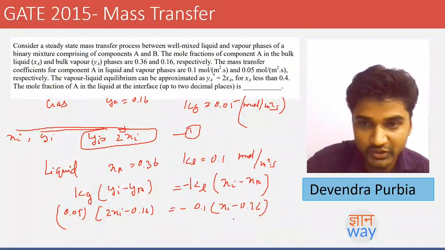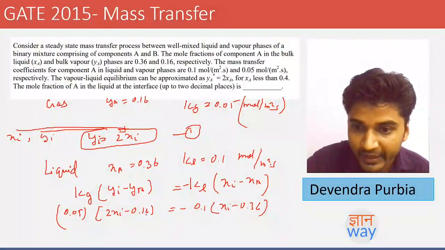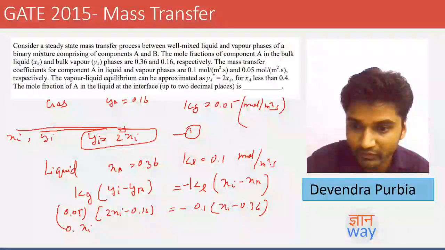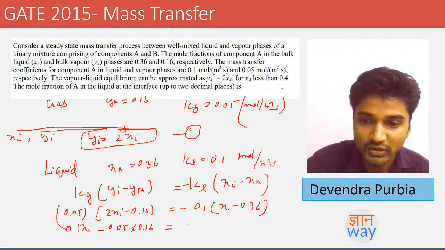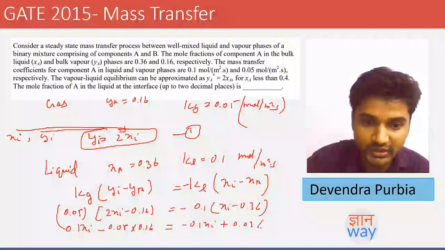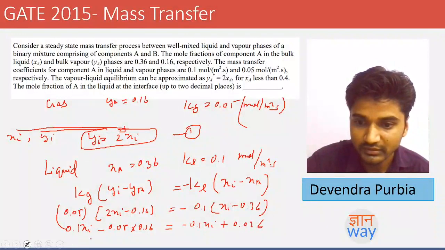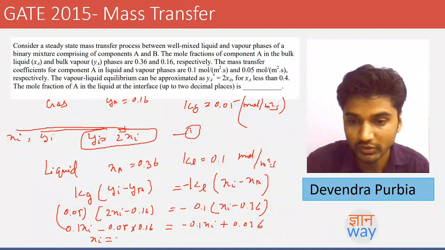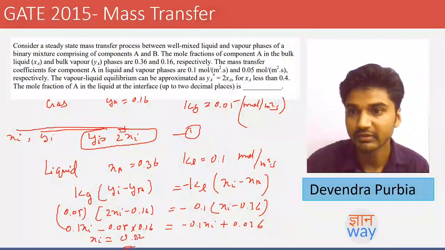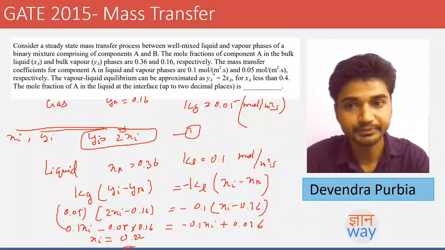Then we need to find the mole fraction of A in liquid. So from here we can get xi: 0.1 xi minus 0.05 into 0.16 equals minus 0.1 xi plus 0.036. So solving here we will get xi, that is coming out 0.22. So this will be the mole fraction of A in liquid at interface.